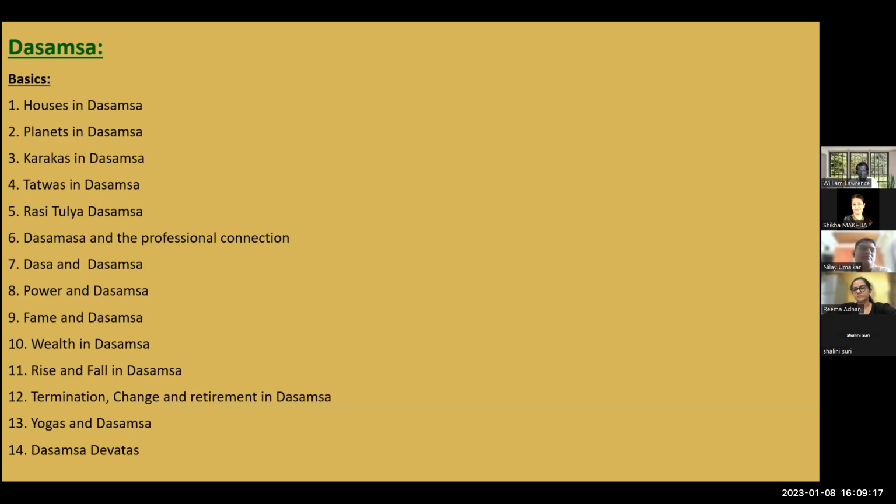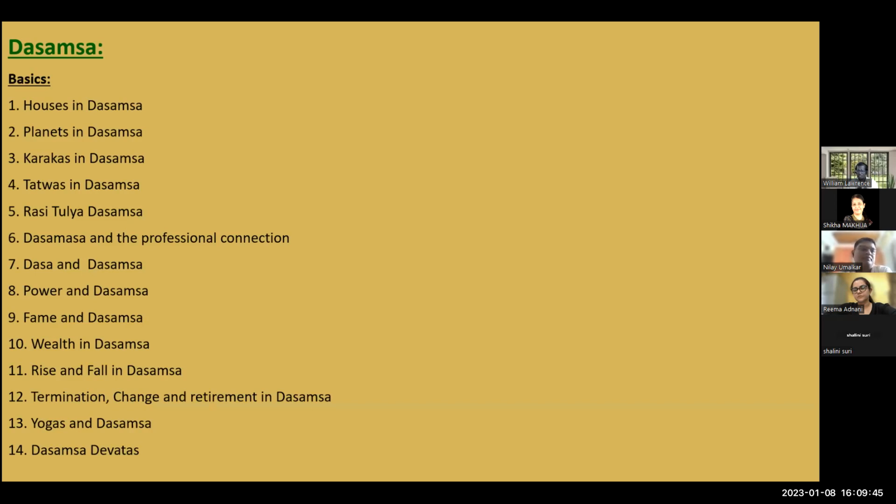The fundamental basics will be when you superimpose, it's like a synastry. When you see a synastry of the D1 and the whole chart, you cannot isolate and see the Dashamsa separately. You have to do a synastry of both these charts and come to a conclusion. So you can call this the Rasi Tulya Dasamsa, or the synastry of the Rasi chart on the Dasamsa chart.